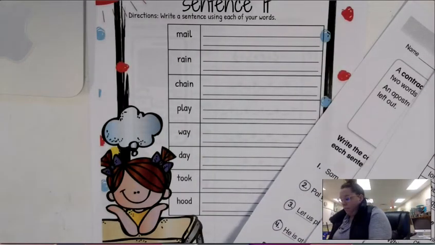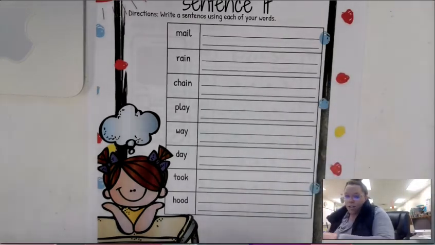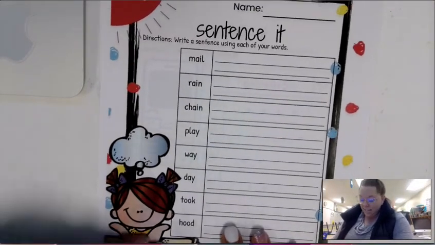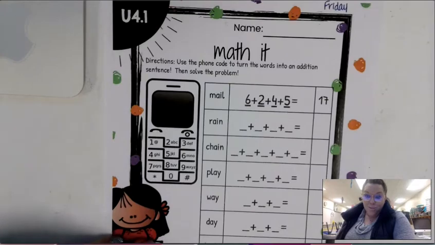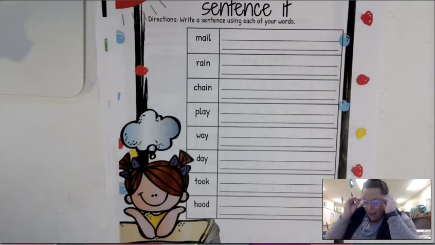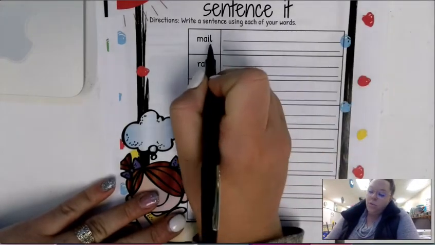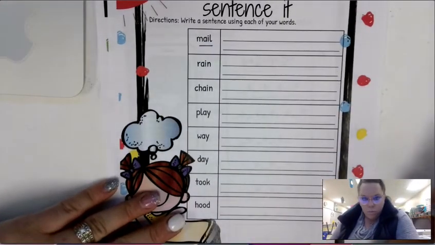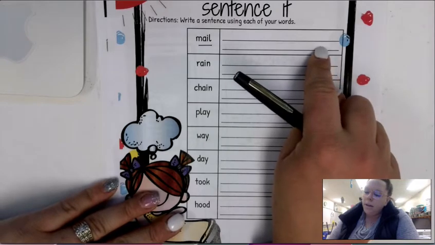Now, first grade. I also want to talk about your sentence it and your math it. Those were also in your folder today. So for sentence it and math it, you need to write a sentence using each of the words. It gives you 2 lines to do it.